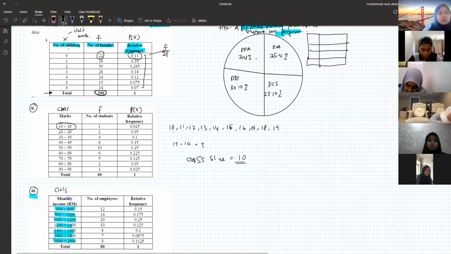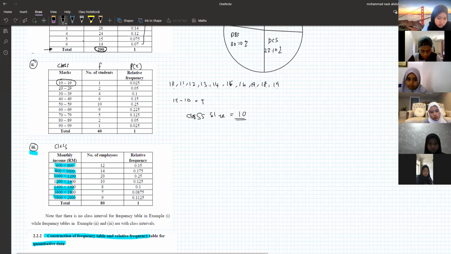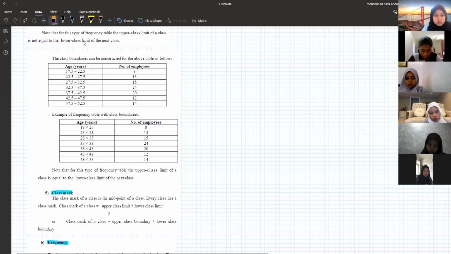For the second table and the third table, we have a class interval. We have interval class, right? So from 10 to 19, from 70 to 79, from 600 to 800. To calculate the class mark, the class mark is the midpoint of a class. So every class has a class mark. Class mark is upper class limit plus lower class limit divided by 2.